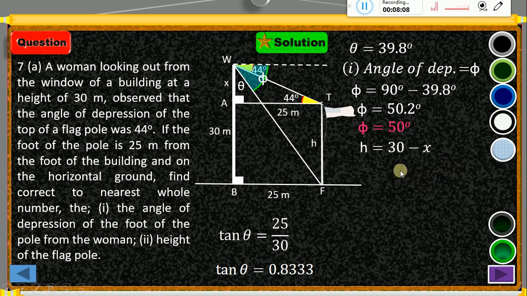Now we are going to the height of the flagpole, which is given by the height from the window to the ground level, which is 30 meters, minus x, the height from the window to the level of the flagpole top. So that we have that. So now tan 44, this tan will give us this side over 25. So opposite x over 25 adjacent. Then we divide.